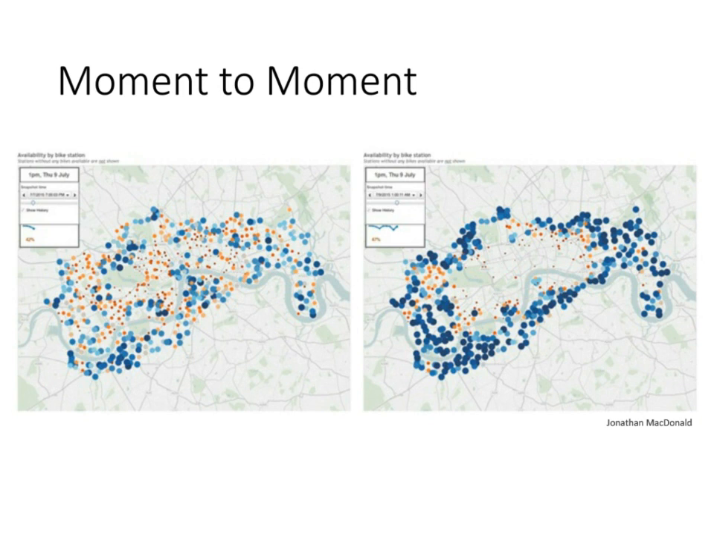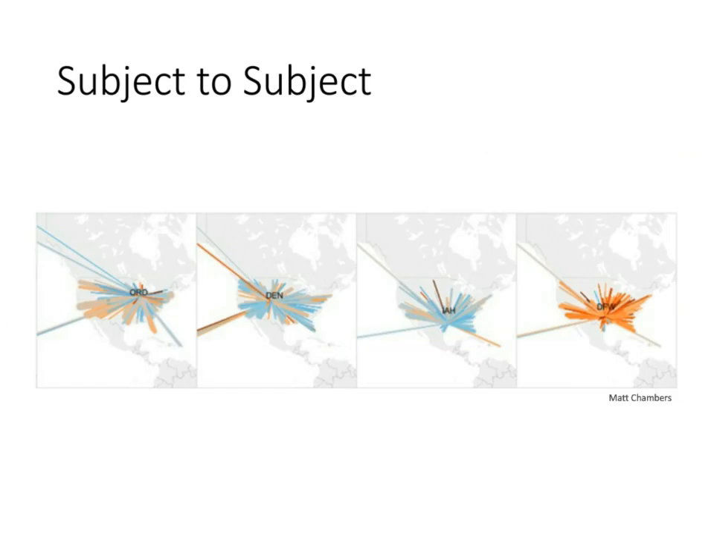A different kind of transition is what's called subject to subject. In this case, we're looking at flight delays. These are different airports in the US, and you can see the overall flight delays. I don't know what the time frames are here. But you can see that Dallas-Fort Worth is the worst in this particular example.